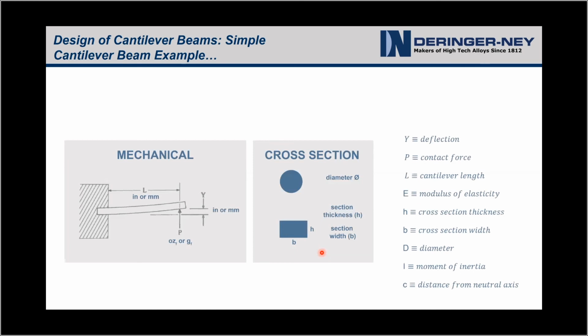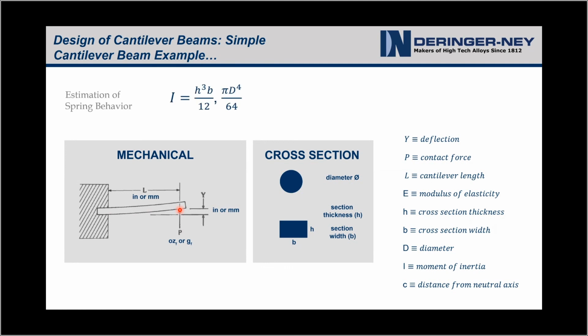So the simple cantilever beam, right? So we have a beam. It's of a certain cross section, maybe either a diameter of a wire, or it's made from ribbon or strip and has some height and width. All right, it has a certain length, and then it's going to be subjected to some deflection, and it's going to result in some force.